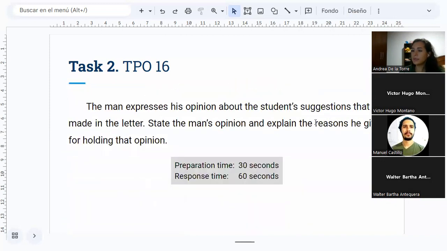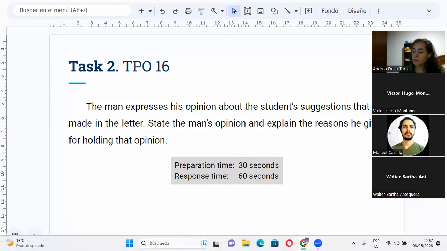Now the question says, the man expresses his opinion about the student's suggestions that are made in the letter. State the man's opinion and explain the reasons he gives for holding that opinion. So the student's suggestions, right? You have two suggestions. You will now have 30 seconds to prepare your response.